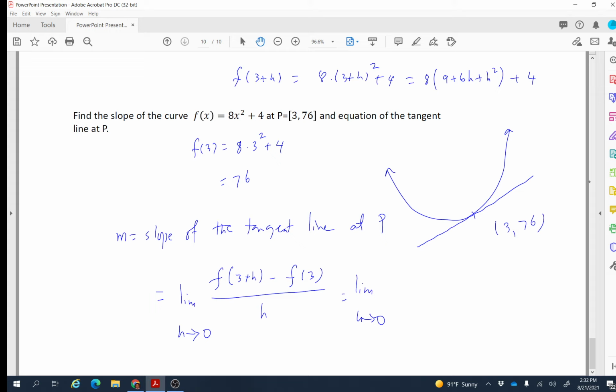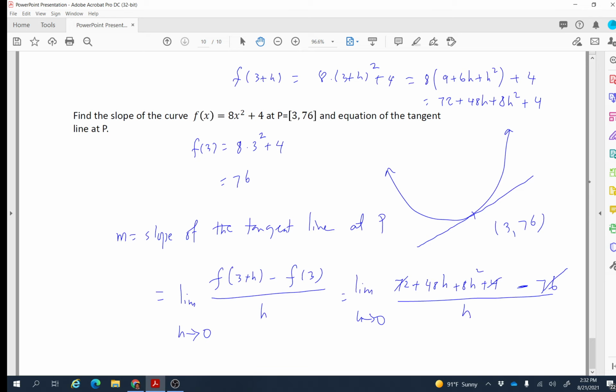And if you simplify this, it will be 8 times 9 is 72, 8 times 6 is 48, and this is 8h squared plus 4. So this is the value we're going to use for the first expression, which is 72 plus 48h plus 8h squared plus 4 minus f of 3, which we already calculated as 76. So 72 plus 4 is 76, so we are just going to cancel this.